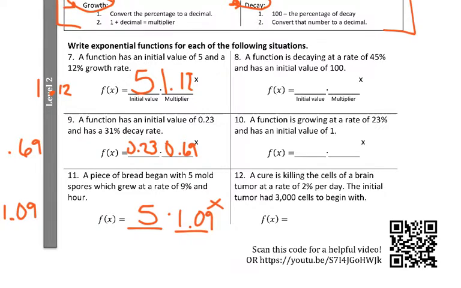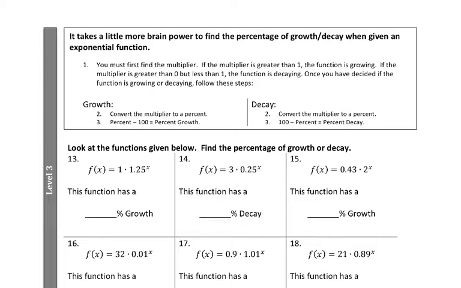Alright, let's go on to the back side. This time I'm giving you a function, and your job is to figure out what percentage of growth or decay there is. And it's kind of like we have to think backwards through everything. So the first thing that we're going to have to do is find our multiplier, and then we check to see if it's bigger than 1 or if it's between 0 and 1. And then from there we're going to follow instructions, because that's going to tell us if we're growing or decaying.